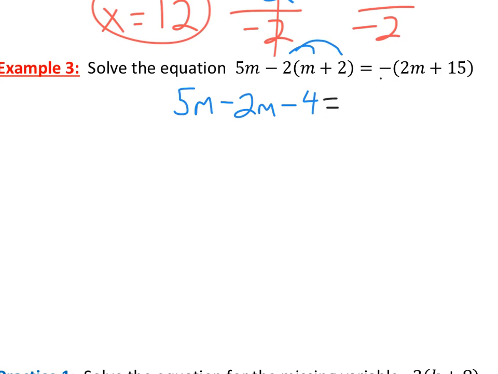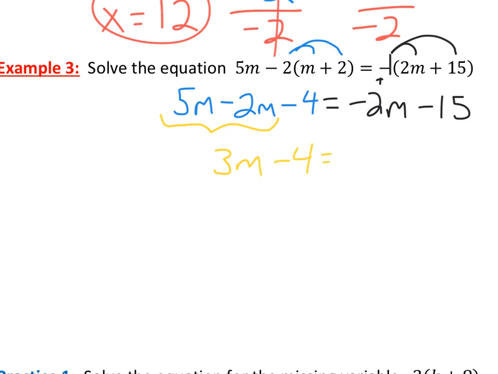On the other side, notice I have a negative sign in front. You may recall from previous years that if you have that there, it's like having a negative 1 in front. So I will distribute a negative 1 through. So negative 2m minus 15. Next thing I'm going to do is continue to simplify. I can still do something on the left side here. I have like terms. So I'm going to combine like terms. 5m minus 2m is 3m. My minus 4 equals negative 2m minus 15 comes down. So now I've simplified both sides of the equation.